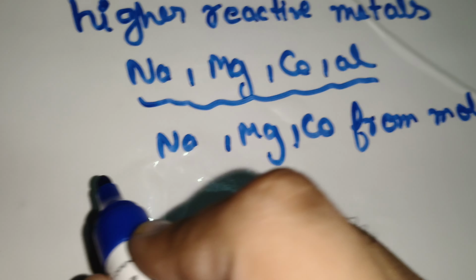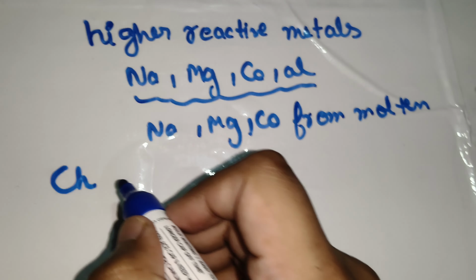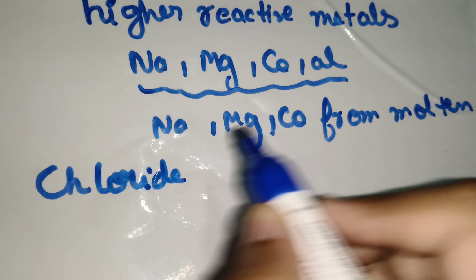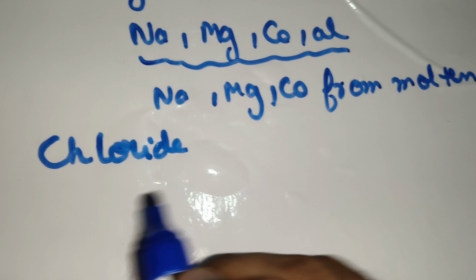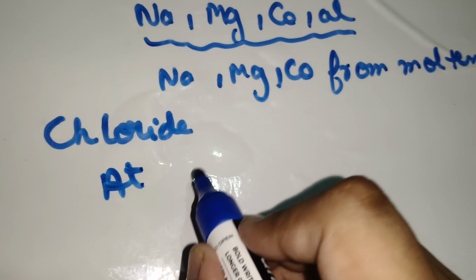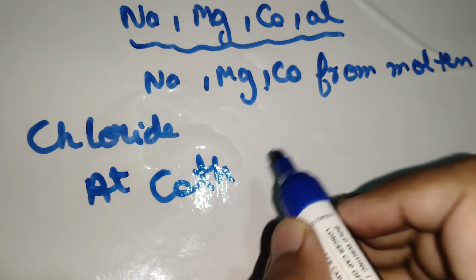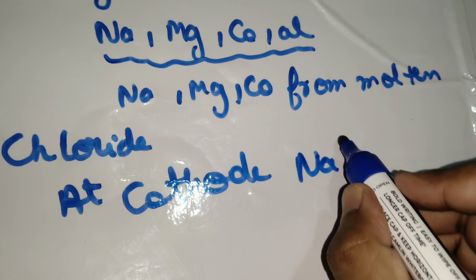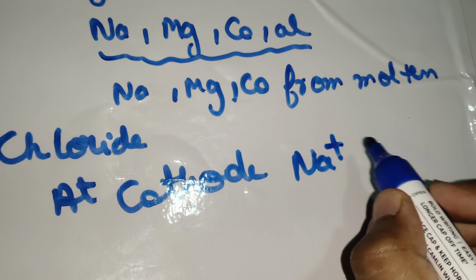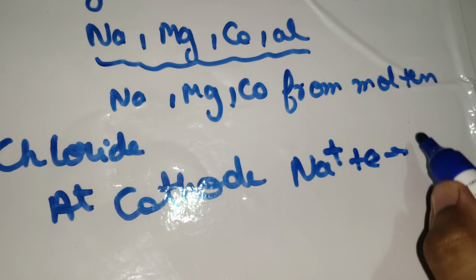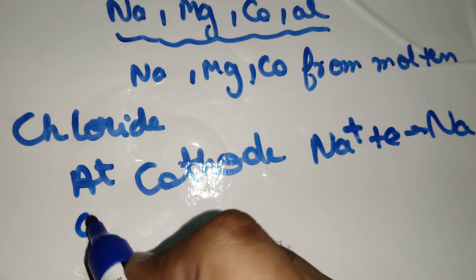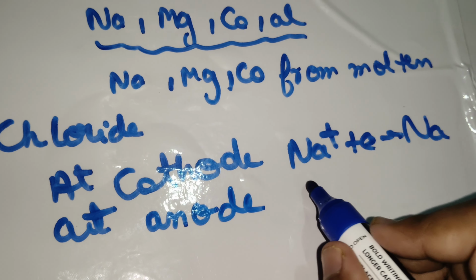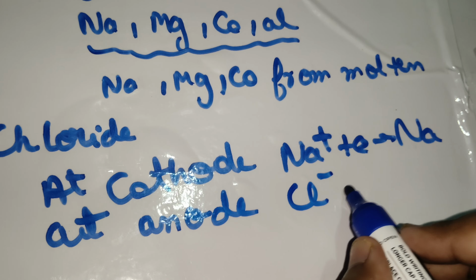molten chlorides. So what actually happens here is that we use an electrolytic reaction. At the cathode, you see the sodium: when you pass the electricity, sodium gets an electron and is converted to sodium. And at the anode, chloride, Cl negative, that is 2.